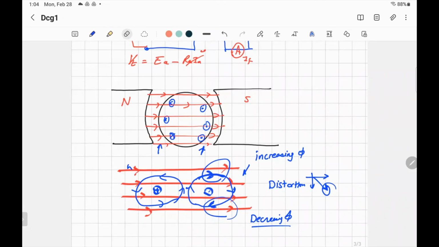We call this armature reaction. And by the way, I didn't explain the one to the left. It will be the same. Look at that, this one is in the same direction.